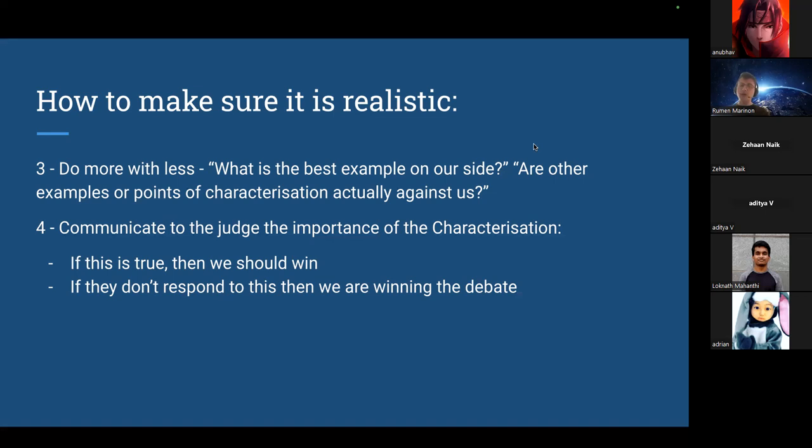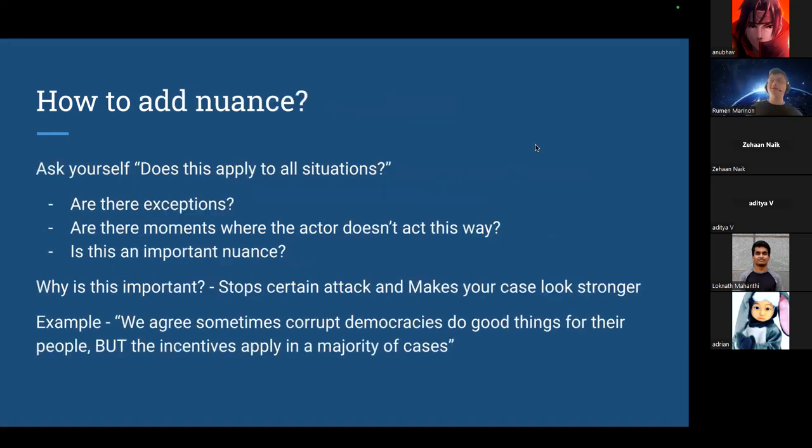Cool. Let's move on. How to add nuance. And this is what I think people struggle a lot with. So basically ask yourself the very simple question: does this apply in all situations? And this is what we did with the center-left example before, right? Because we asked ourselves, does the thing that we're trying to explain, for example, them supporting left-wing policies but still being open to some right-wing policies, apply in all situations? Probably not, right? Because it's on a spectrum.